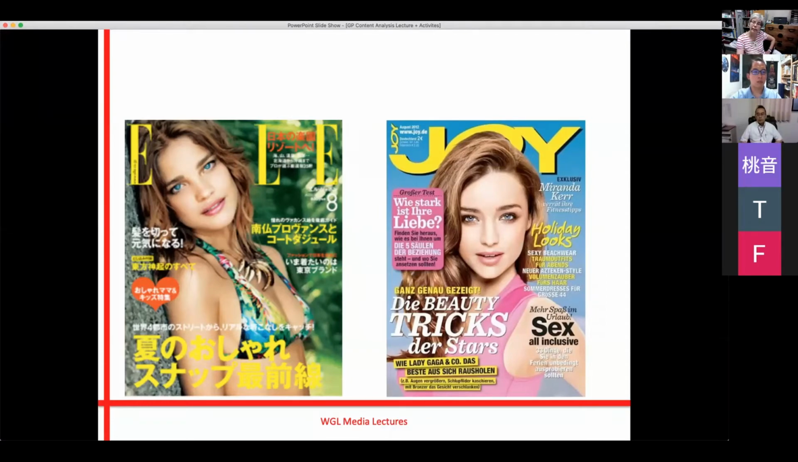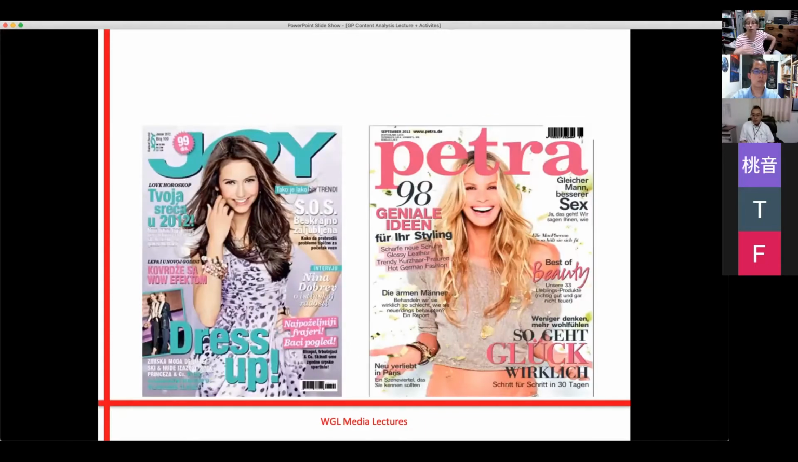The student who found these pictures looked at 5 Japanese magazines and 5 German magazine covers for 1 year. She did a sampling. No, she didn't do a sampling. She did the universe, all of the magazines from these 5 Japanese and 5 German magazines, looked at all of their covers for 1 year to understand differences in model body image. She was curious if the body images of the models were different.